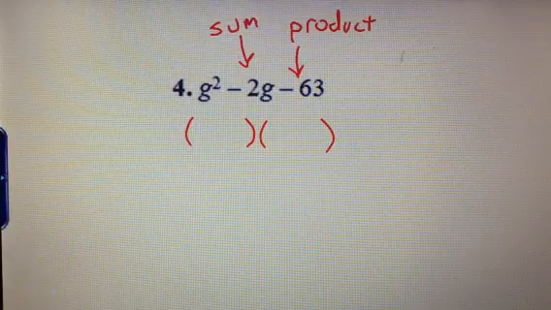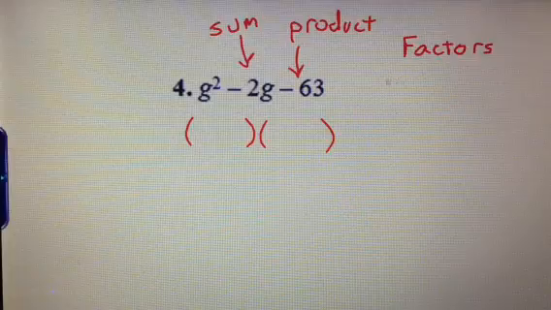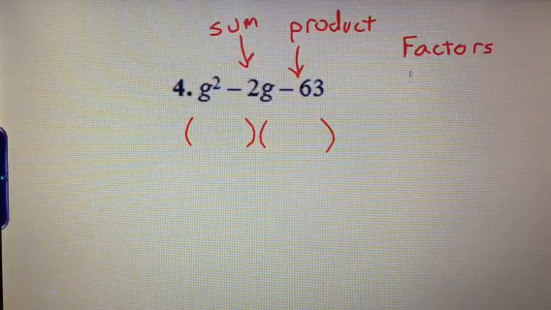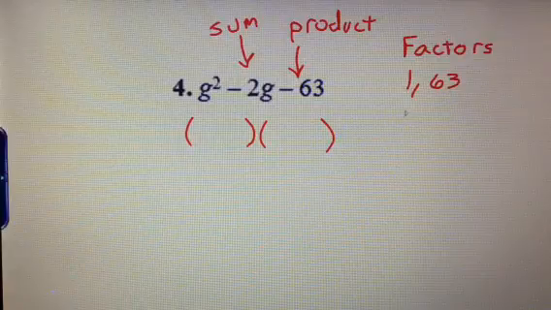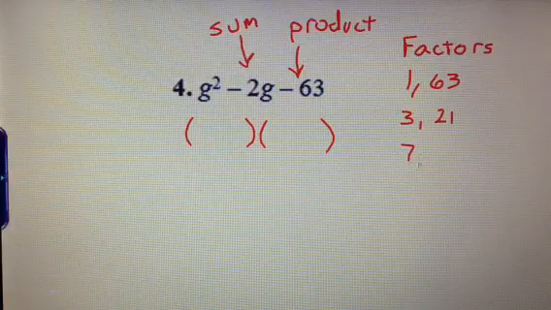Now if we think of factors of 63, we could have 1 and 63, 3 and 21, and then the one that you guys probably thought of was 7 and 9.